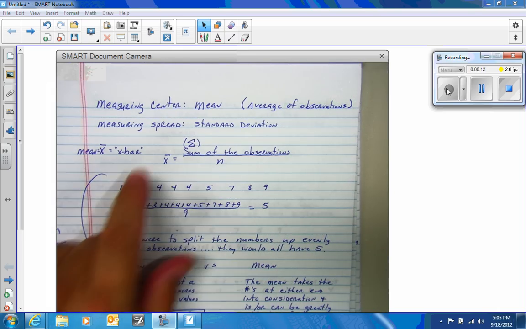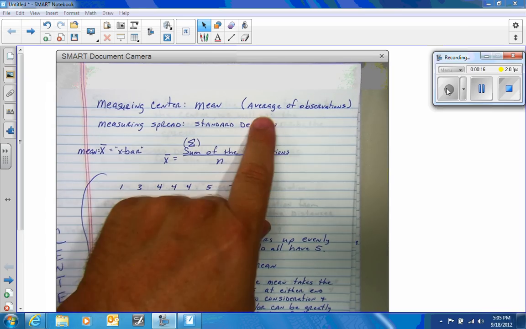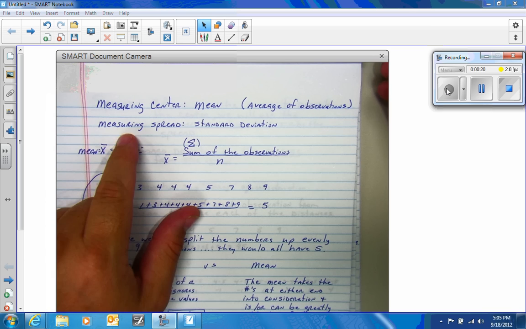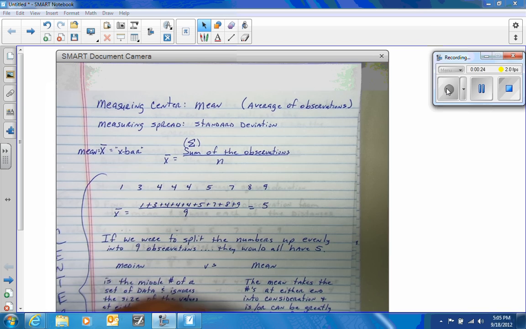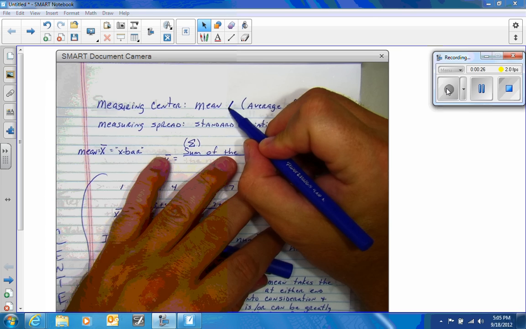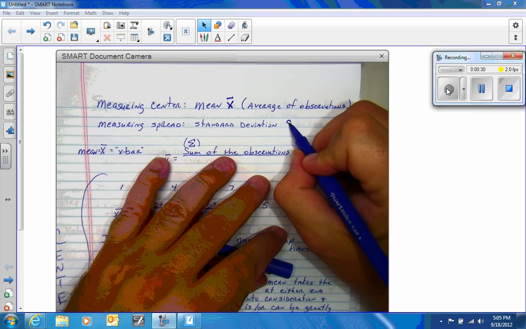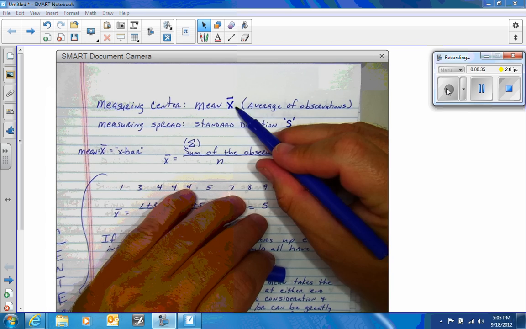Okay, two things you need to know. Measuring the center, we're going to use mean. This is the average of the observations, or of your data. The other thing we're going to talk about is measuring spread. That's going to be called the standard deviation. In order to measure mean, we're going to call this x bar. Standard deviation, we're going to call that S. So S denotes standard deviation, x bar denotes mean.